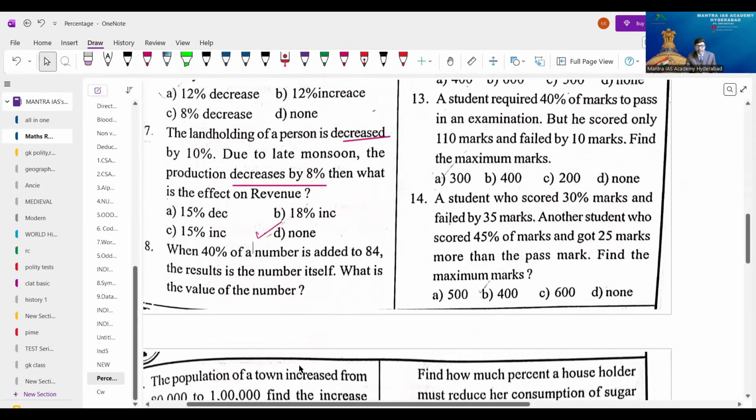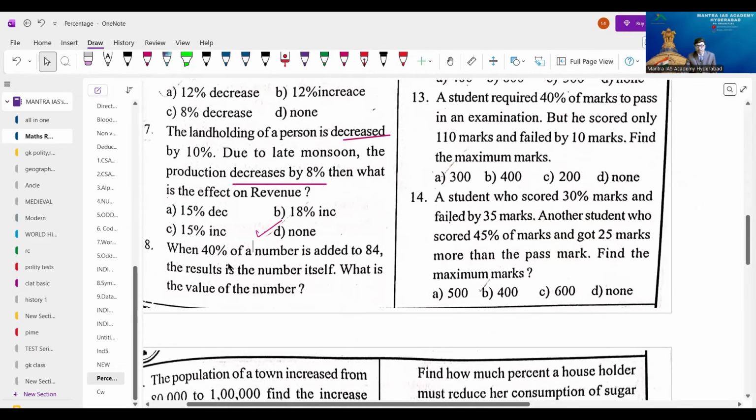Now, 8th question, observe this one. When 40% of a number is added to 84, the result is the number itself. What is the value of the number? Question is, I have to focus upon this. What is the value of the number? I don't know the certain number. So let the number be, what you can say, first step, let the number be some x, beta.